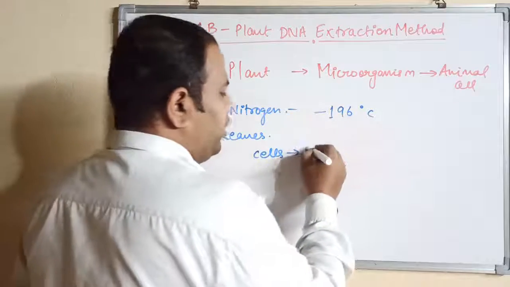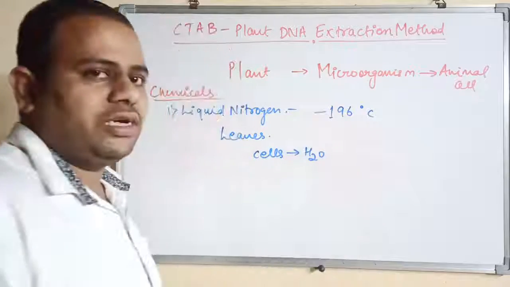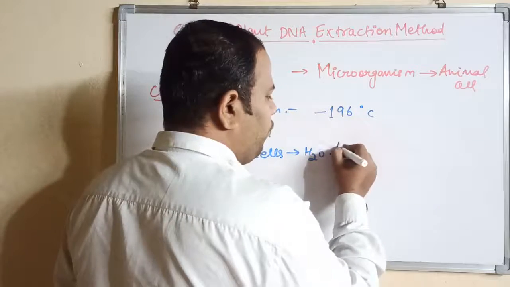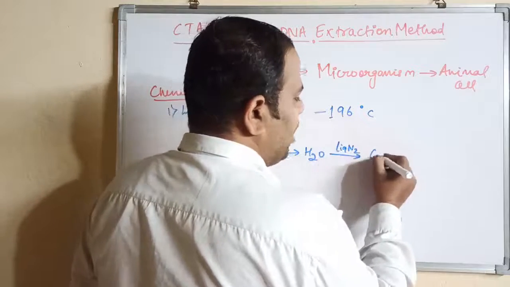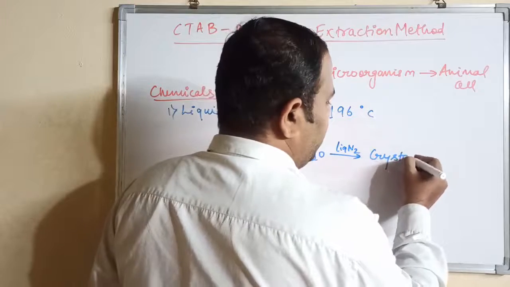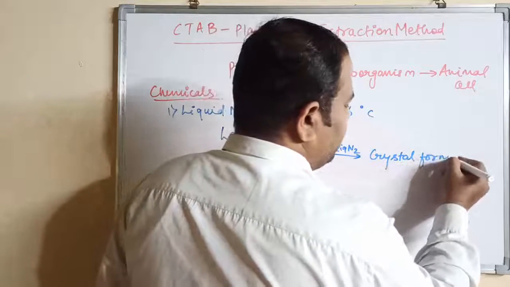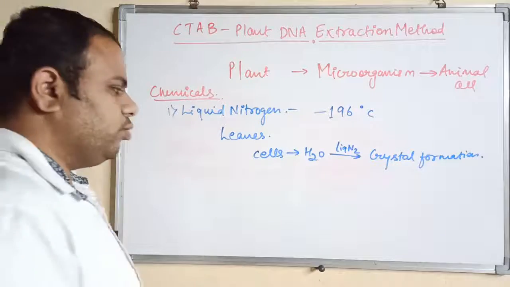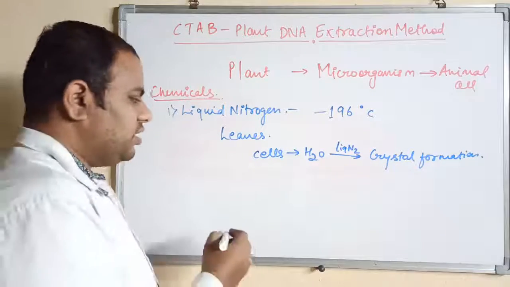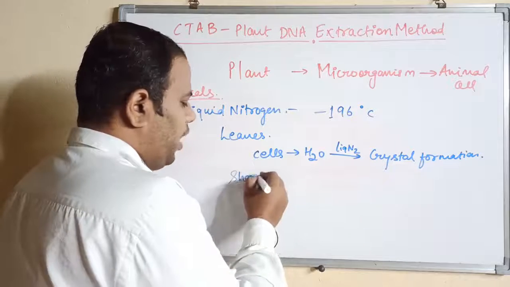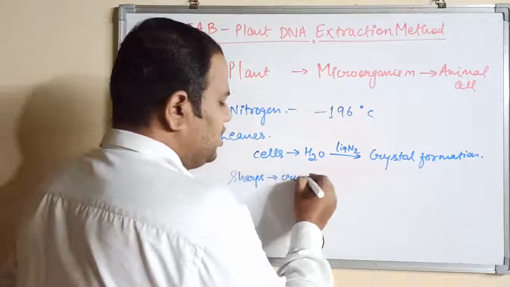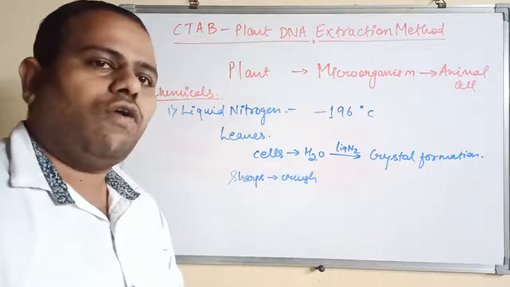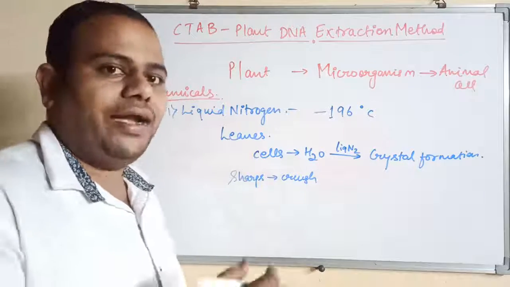whatever cells are present in this leaf have water in them. You know the water is present in all living cells. After the addition of liquid N2, this water crystallizes immediately. There is crystal formation inside the cell. Now these crystals are sharp. So when you crush these plant cells, these sharp crystals tend to make a powder of the leaves or the plant tissue that you are taking.